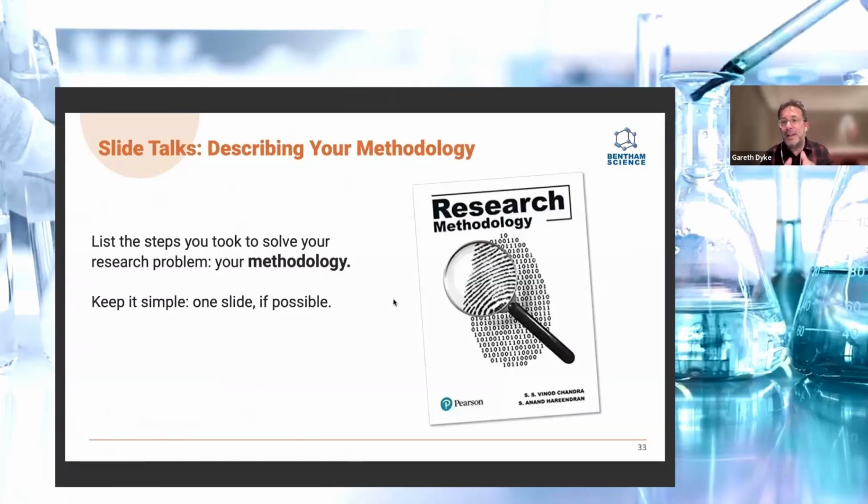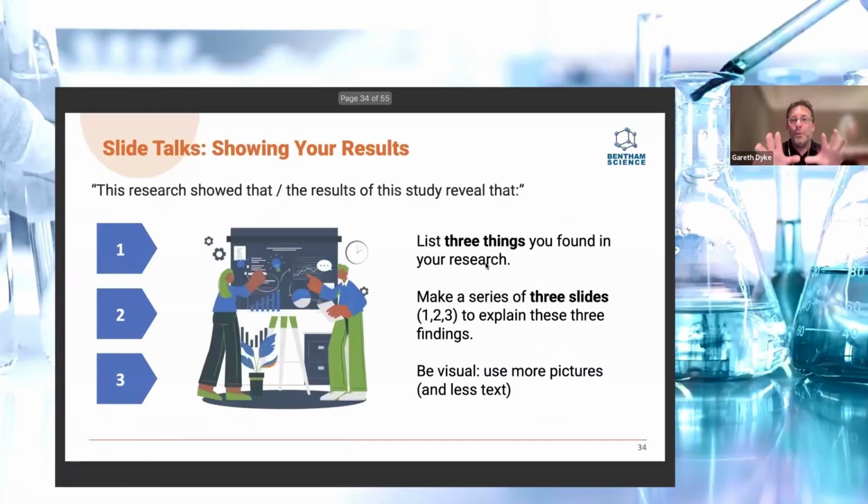And we would also recommend keep it short on the methodology. List the steps that you took to solve your research problem by all means, but we don't need lots of information about the methodology in the presentation itself. What we do want are results. This is where the talk is interesting to an audience in that moment. Your research showed that. The results of this study reveal that. One great trick for doing this is to list 3 things that you found in your research and then make that into a series in your slide presentation and be visual.